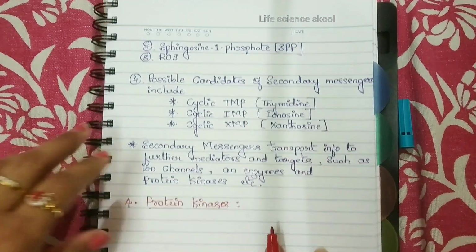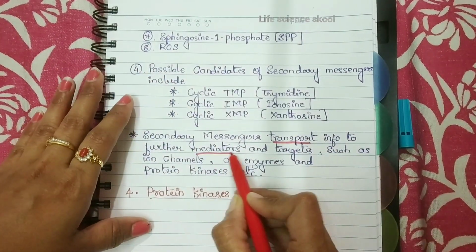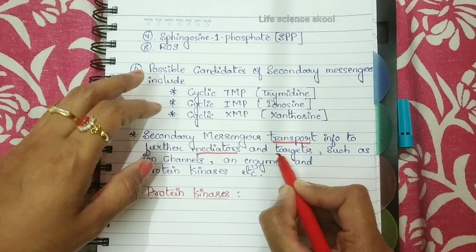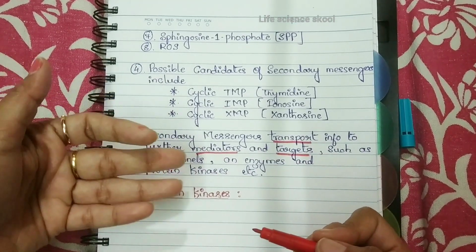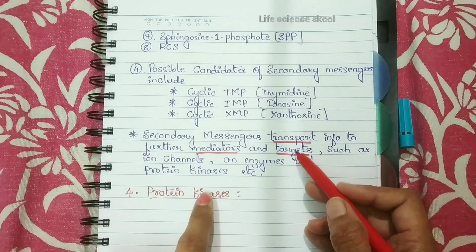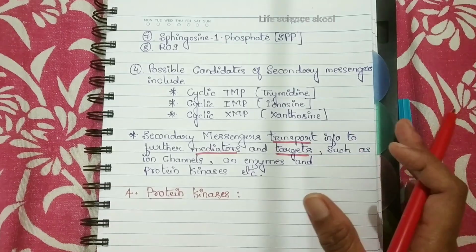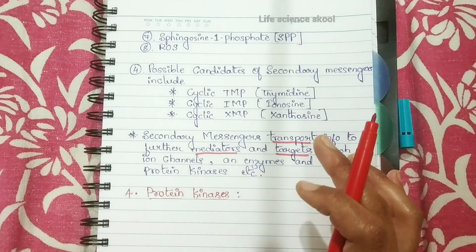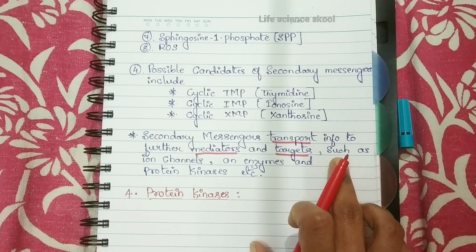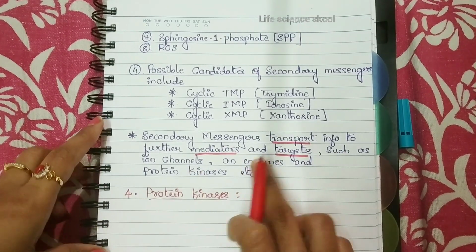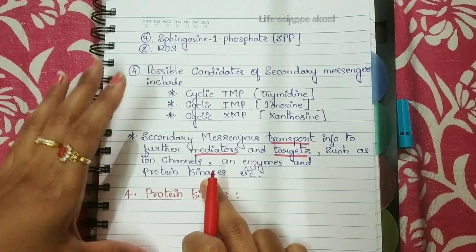And again, these secondary messengers transport the information to further signaling mediators, and it may also reach the targets. I have given 4 types of end targets, right? I have discussed that in the part 2 video. So you can learn those 4 types of important end targets, that is transport proteins, genes, and cytoskeleton, such as ion channels, enzymes and protein kinases. Okay, this is the function of the secondary messengers.